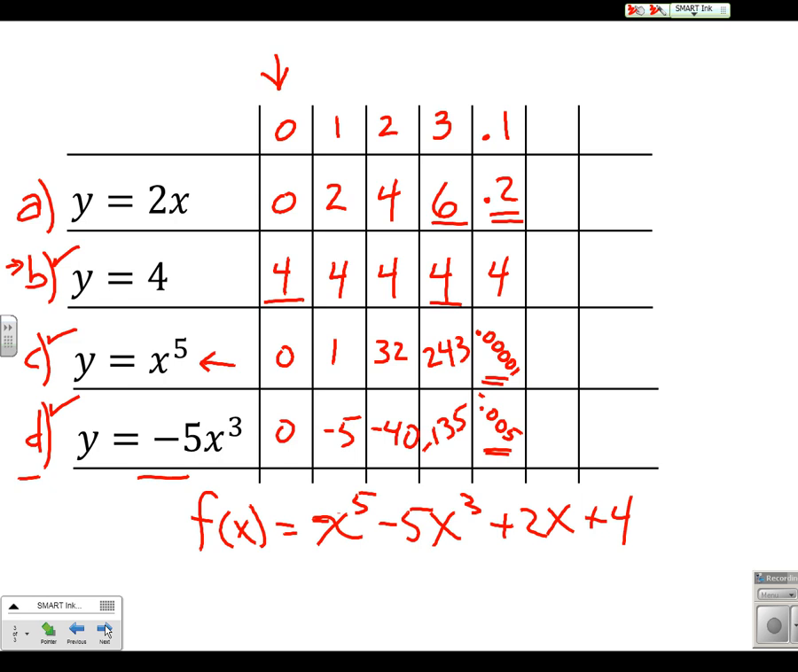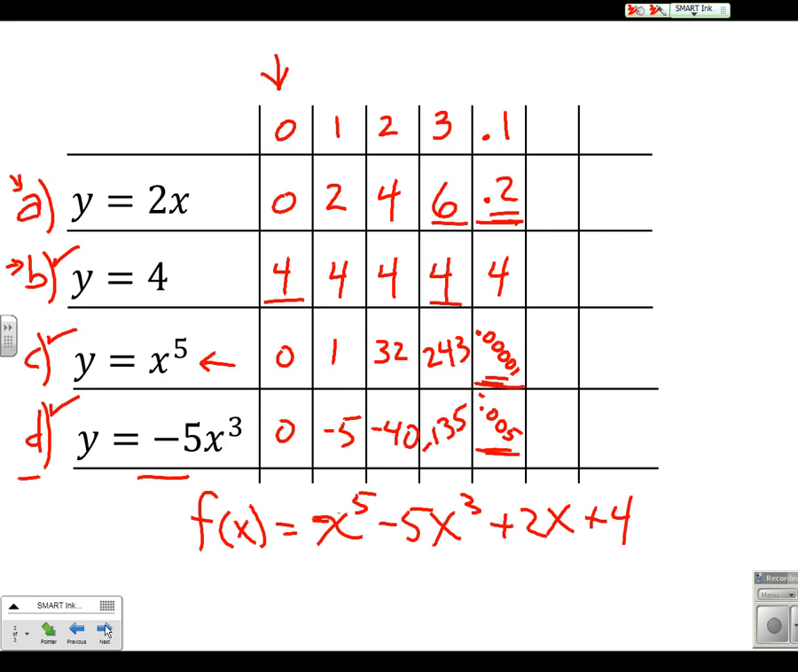And where does function A start to kind of influence this graph? Well, most definitely around point 1, when we're at point 2 versus virtually 0. Point 2 is not much, but it's a lot compared to virtually 0. 2x is going to exert some influence on this graph.